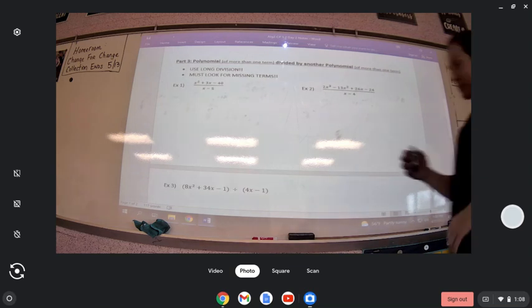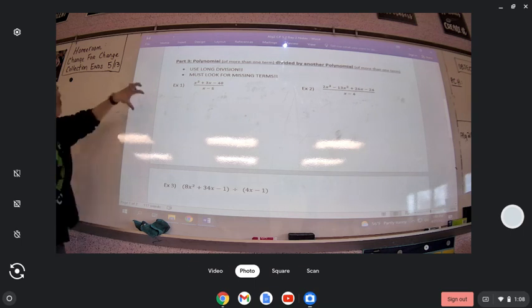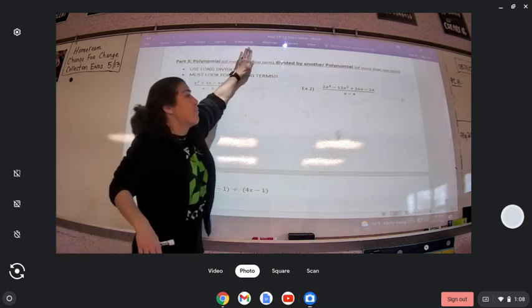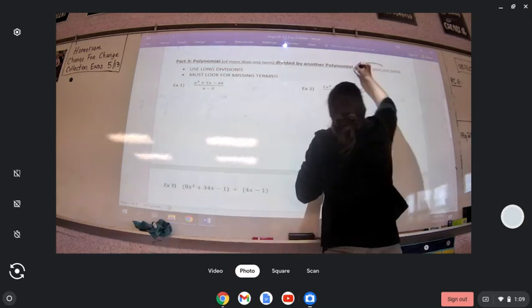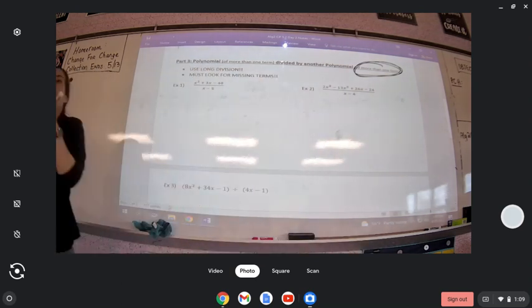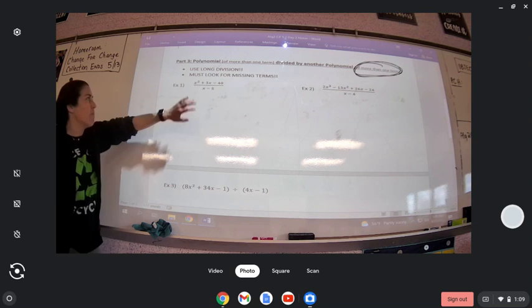All right, so here we go. This is part 3. Part 1 was one term divided by one term. Part 2 was multiple terms divided by one term. We split it. Part 3, this is when you have to use long division. When you have a polynomial of more than one term divided by another polynomial of more than one term. When you divide by more than one term, you got to use long division. All right, so that's one reminder.